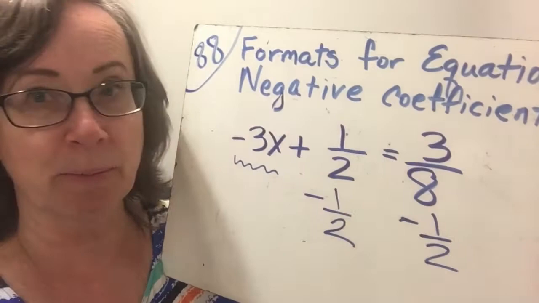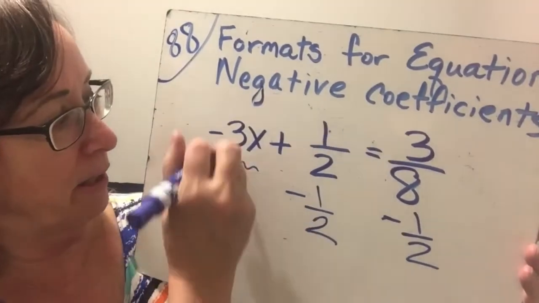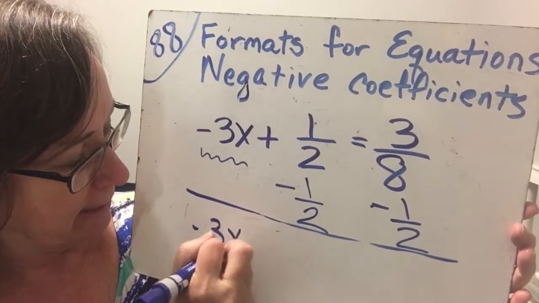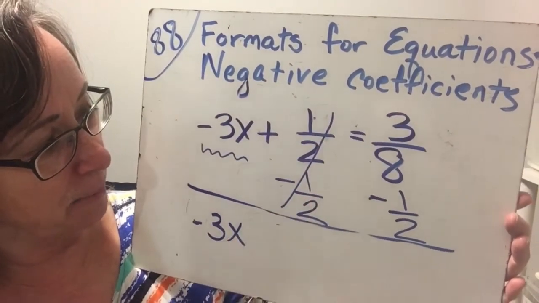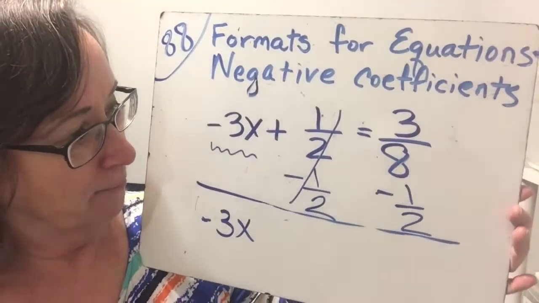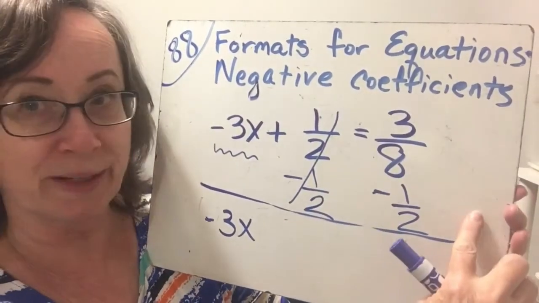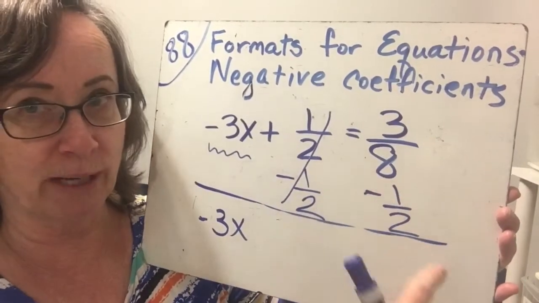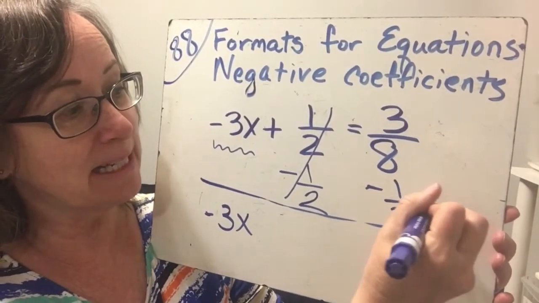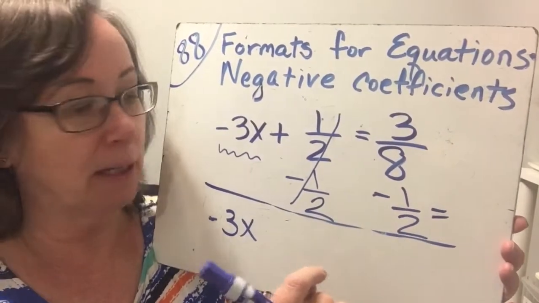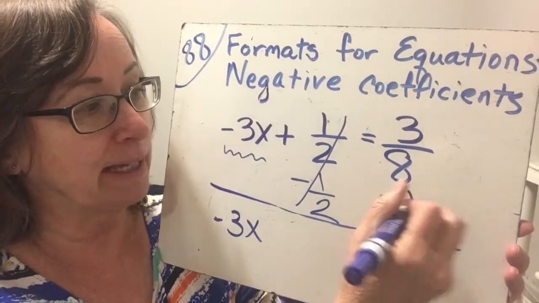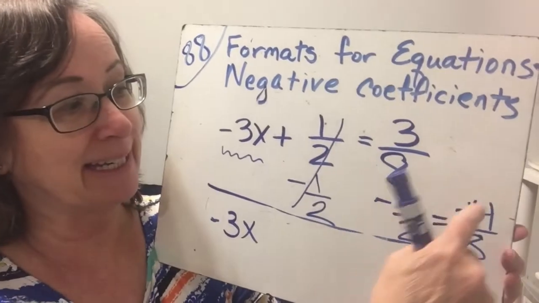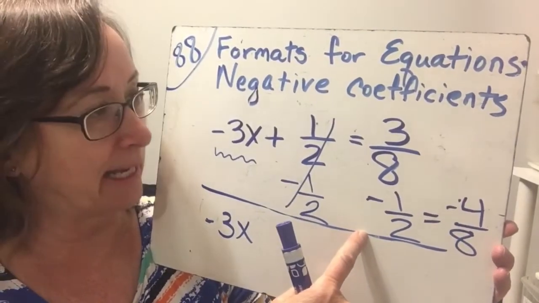So now that I have a little bit more room on the board, we're going to draw a line. We're going to bring this down, -3x. This is going to cancel because they're the same but opposites. Now, I have room over here to change my 1/2 to 8ths. It's a -1/2. And I'm going to multiply the top and the bottom by 4. Okay, so -1 times 4 is -4. And 2 times 4 is 8. So I've got a negative 4/8, which is the same thing as a negative 1/2.